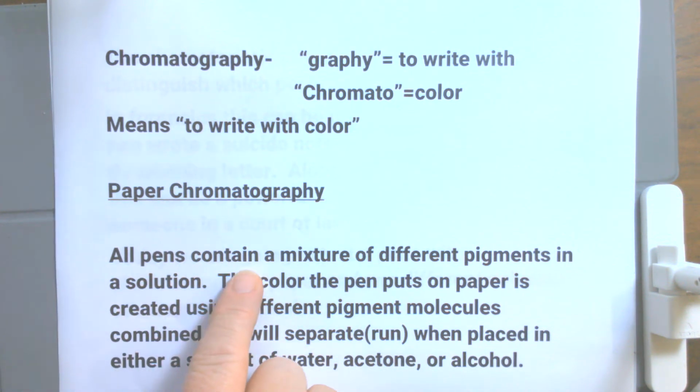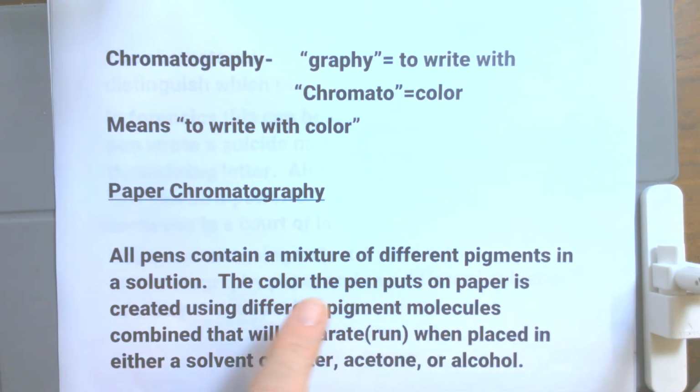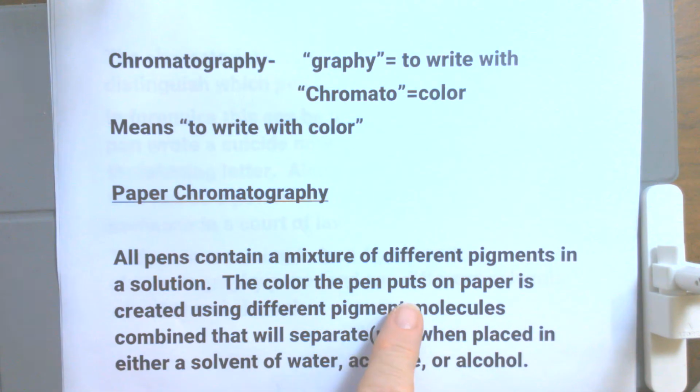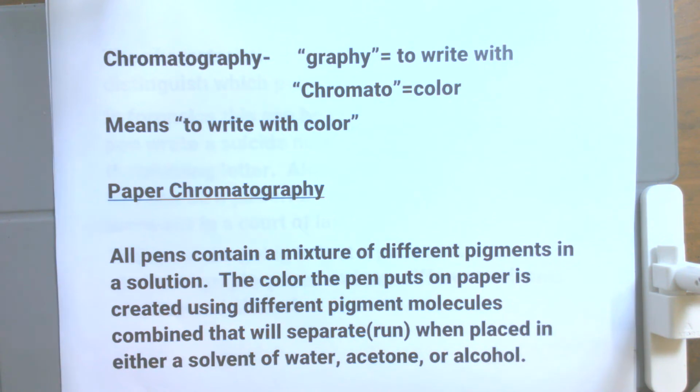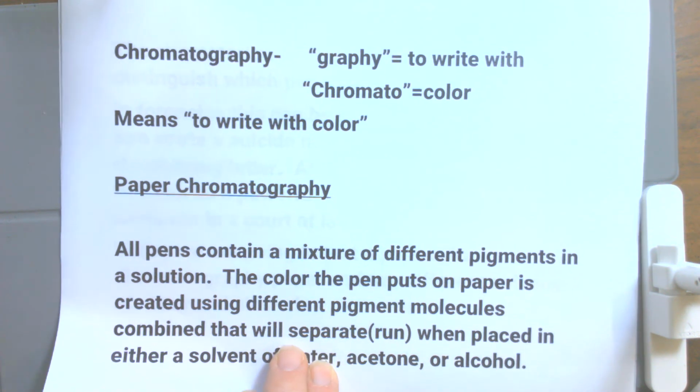All pens contain a mixture of different pigments in a solution. The color the pen puts on paper is created using different pigment molecules combined that will separate or run when placed in a solvent of water, acetone, or alcohol. We'll be using both water and alcohol today.